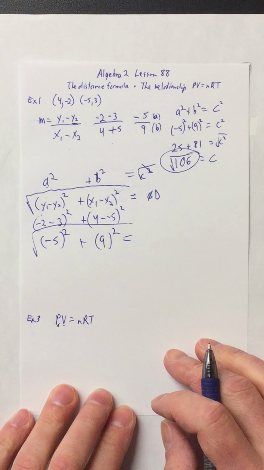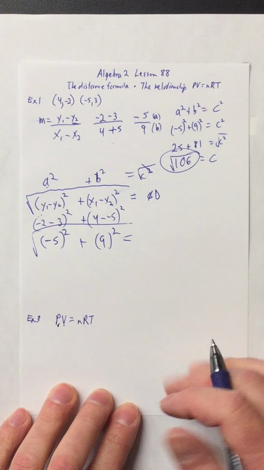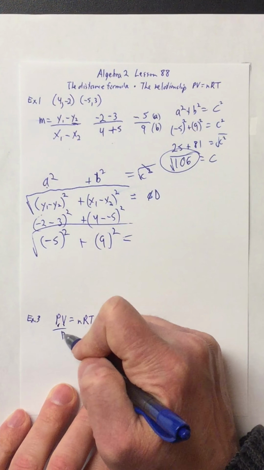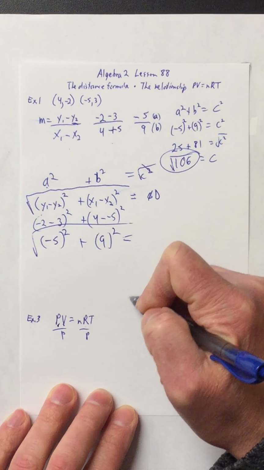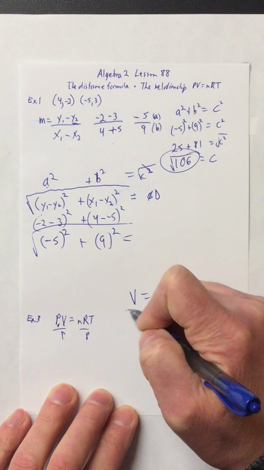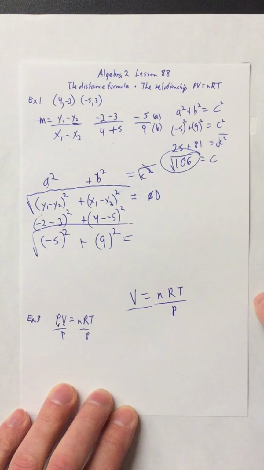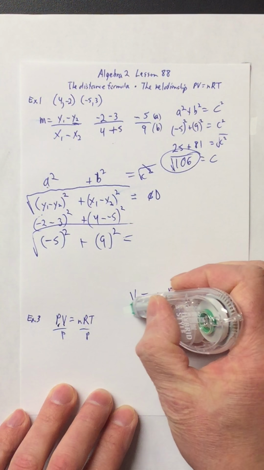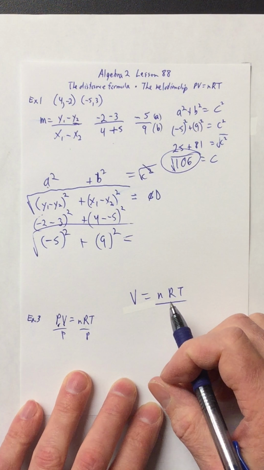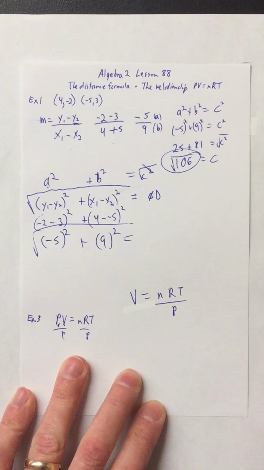It says use the formula to find the volume. So volume is what we're trying to solve for, so we want to get V by itself. If I divide both sides by P, I now have my equation: V equals nRT over top of P. The volume is what I don't have, and that's what I want to solve for. Then at this point, we just plug in our values.